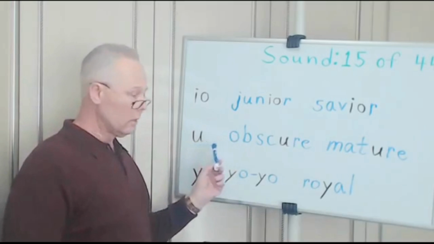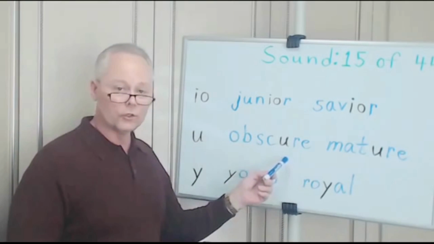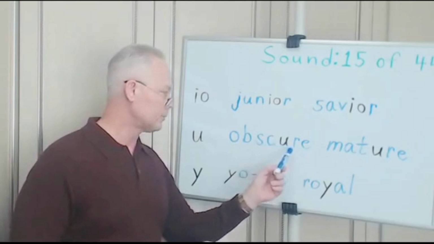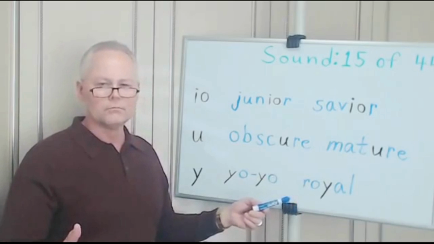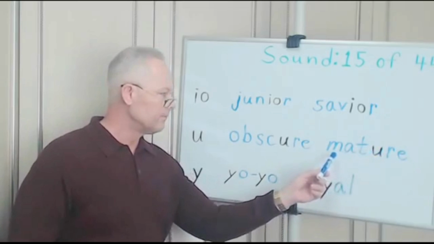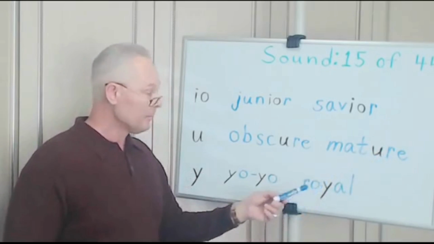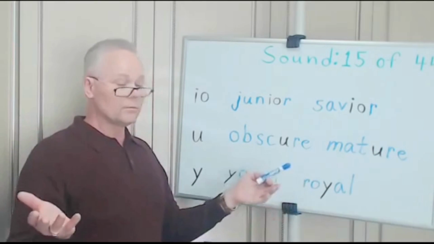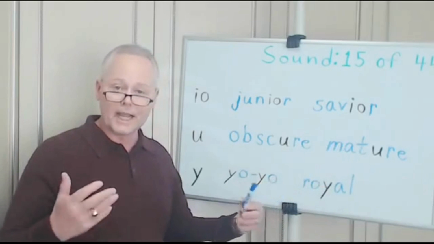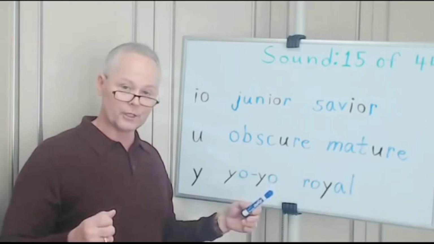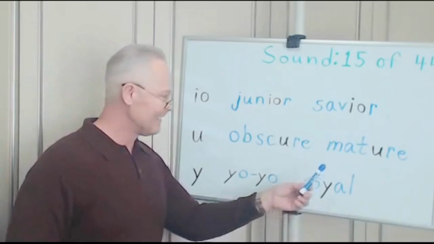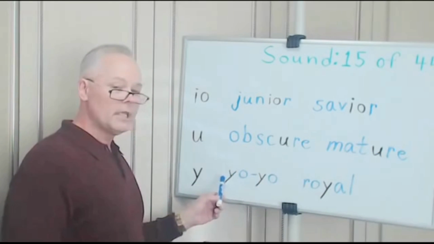We have you, which can sound like you. Obscure, you're obscure. Something unusual. Not normal, kind of strange. Mature. A person who's grown up is a mature person. A child, they're not a mature person. Could be the personality. The person acts like they're very mature for someone their age, which might be young. A mature person. You're.